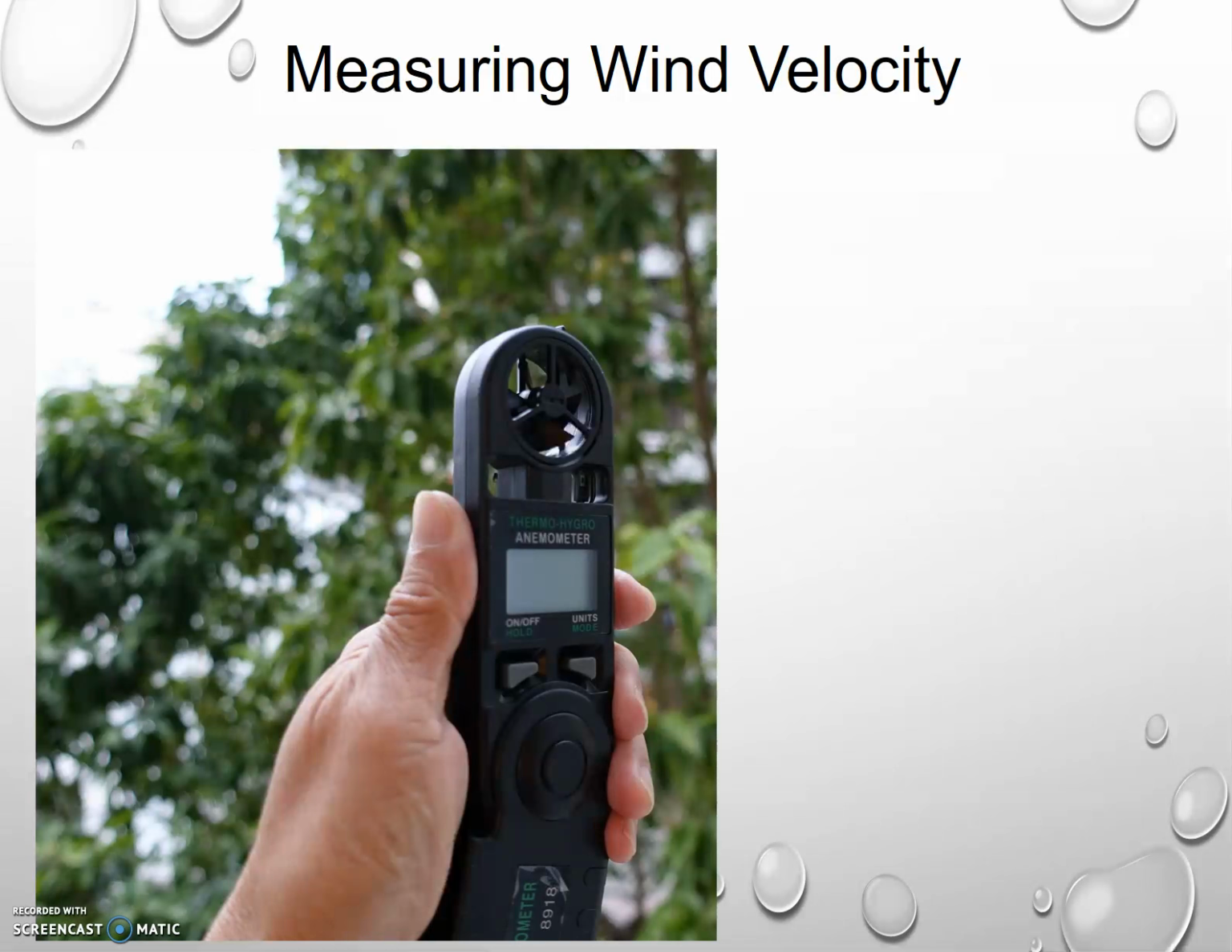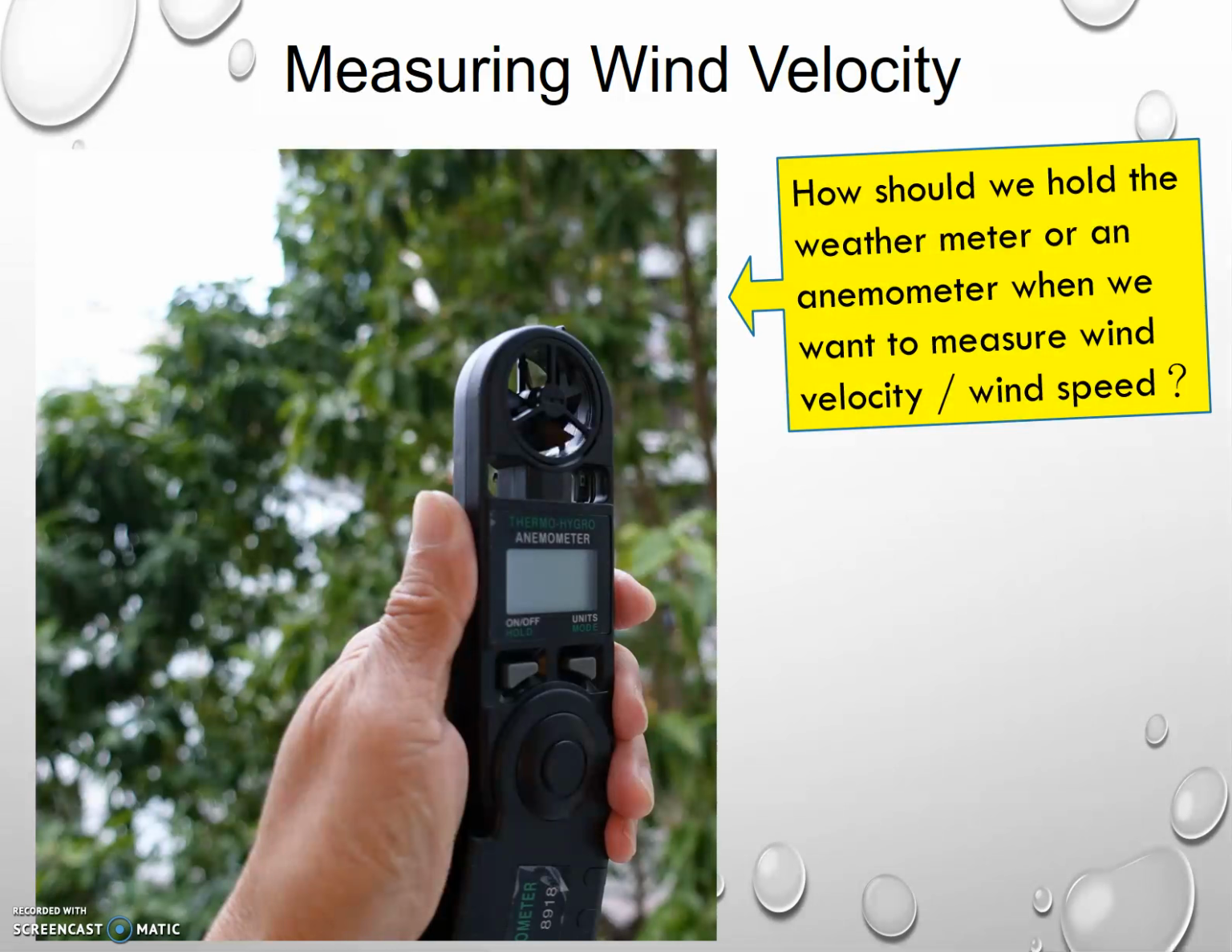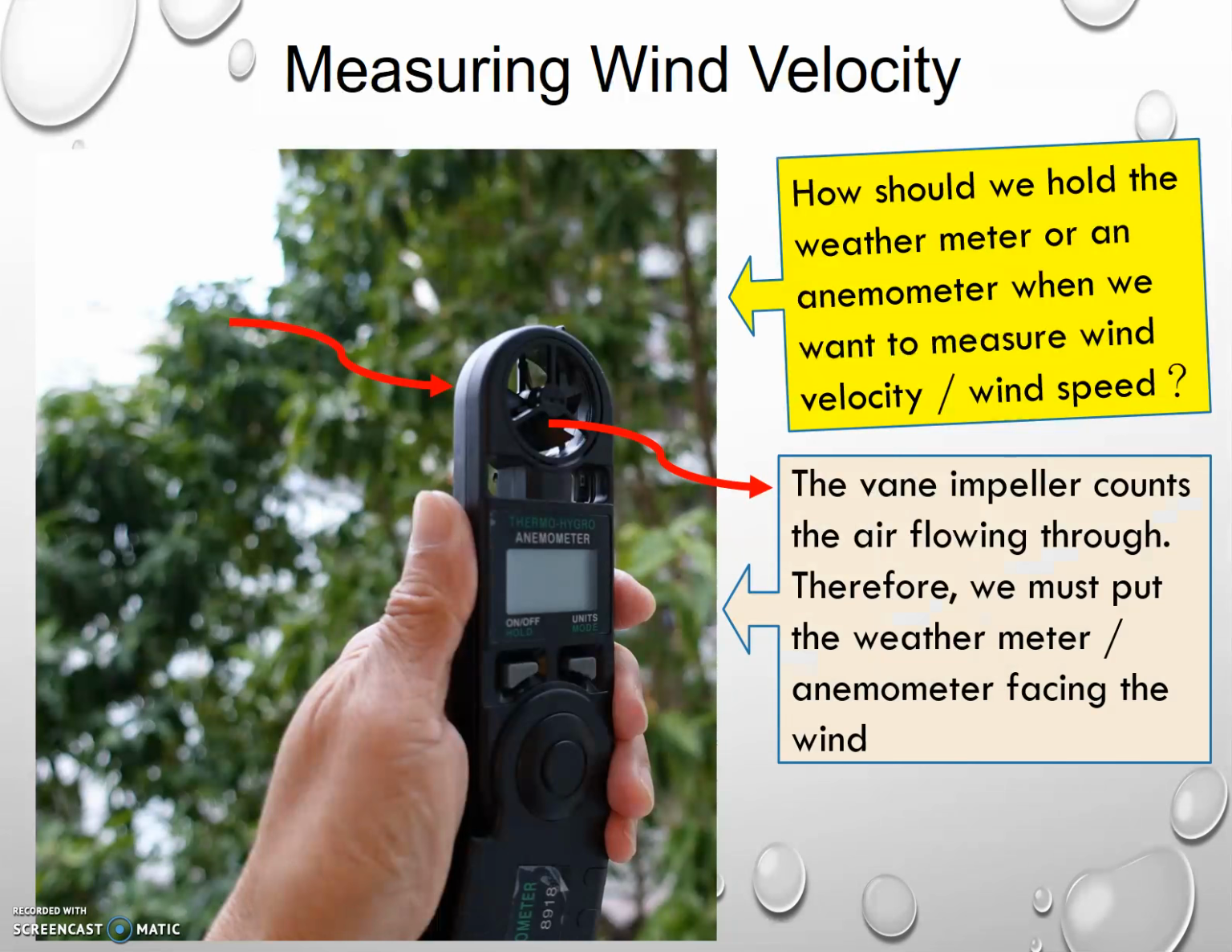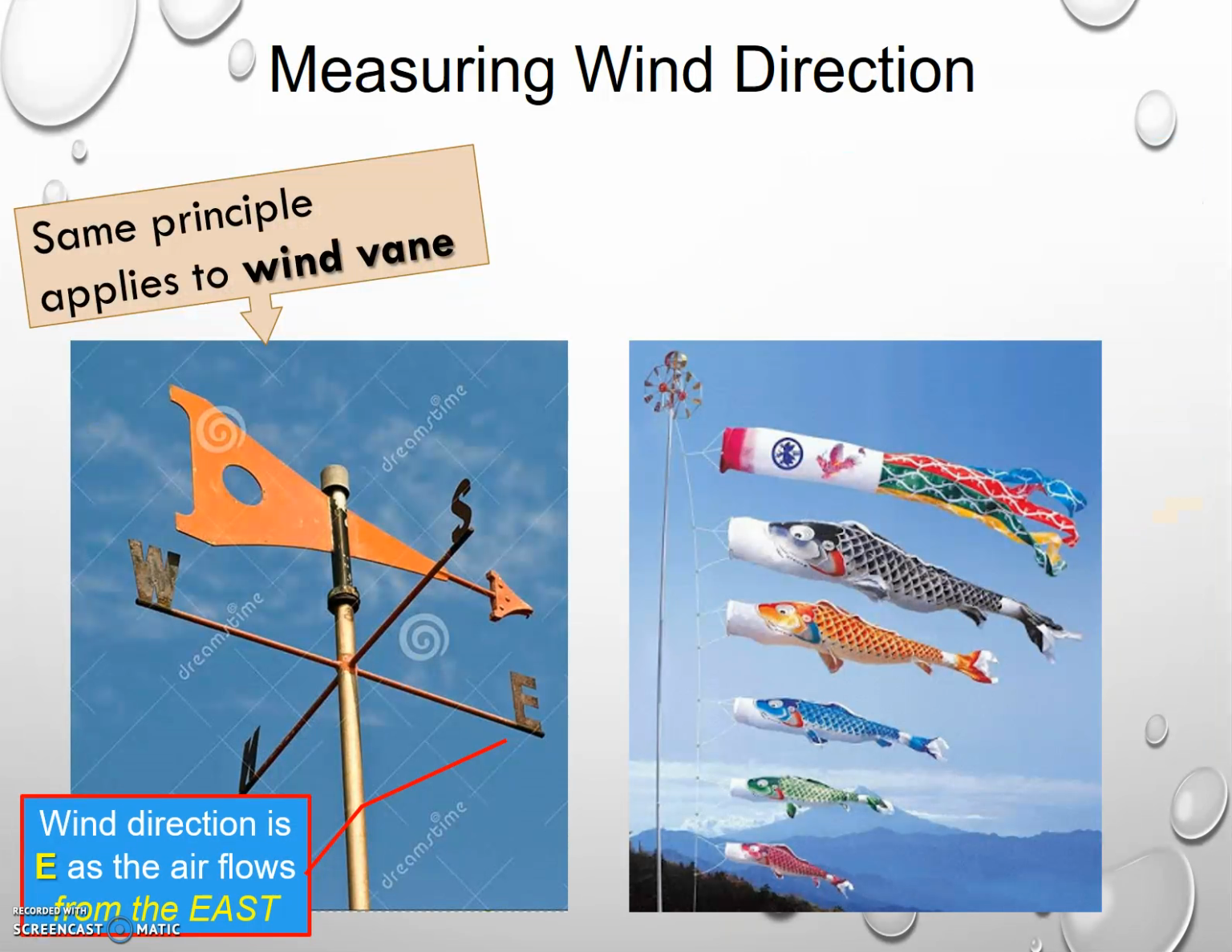When you measure wind velocity, you should face the wind because the air flows through the vent. Then it counts the amount of air flowing through. So you should hold the instrument facing the wind. And the same principle applies to measuring wind direction.